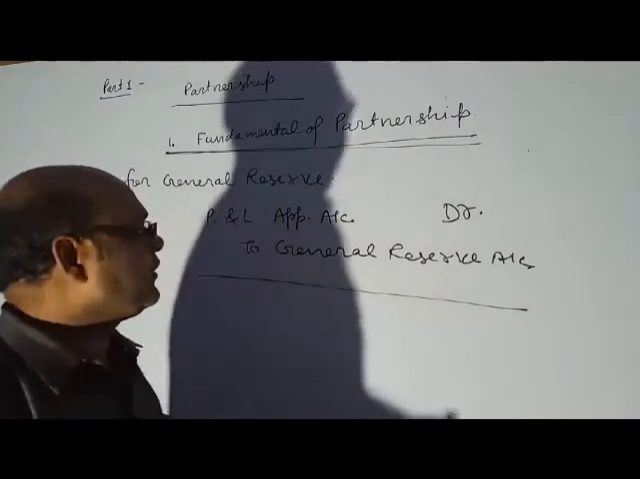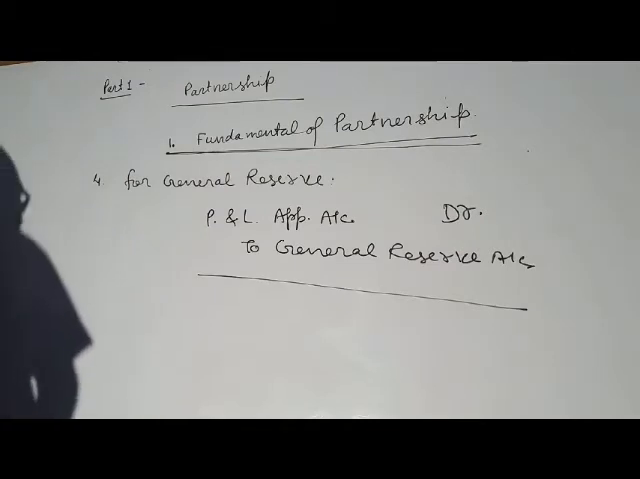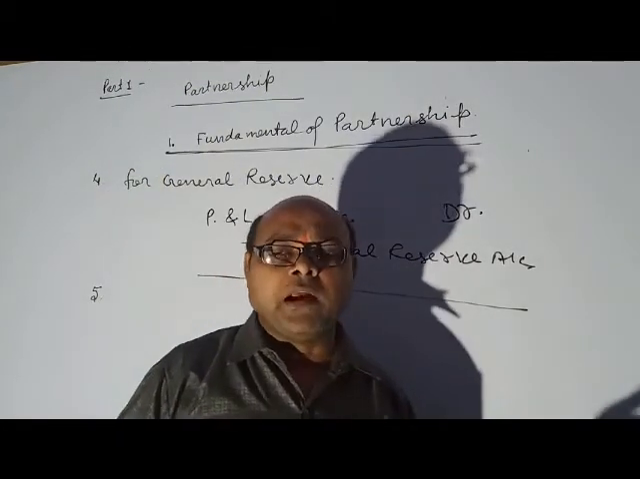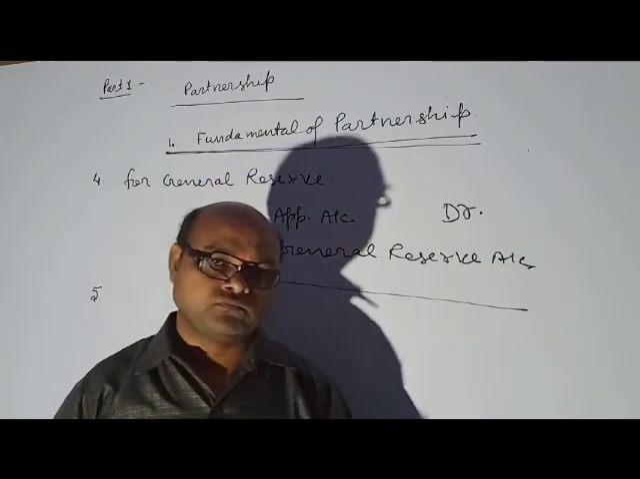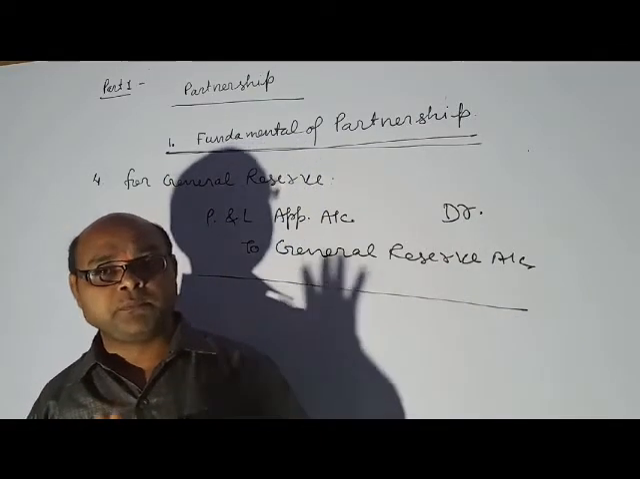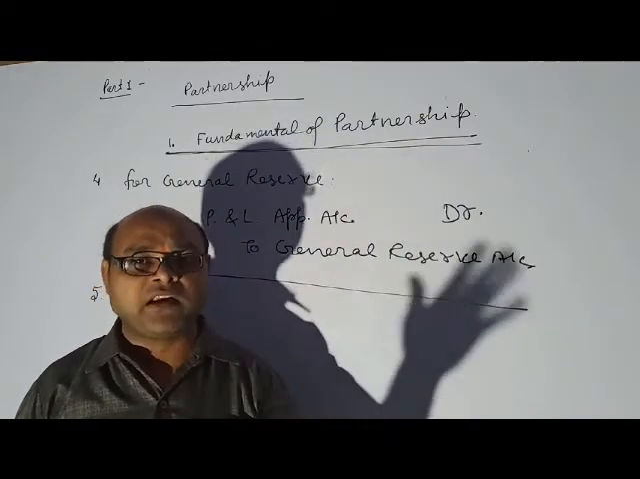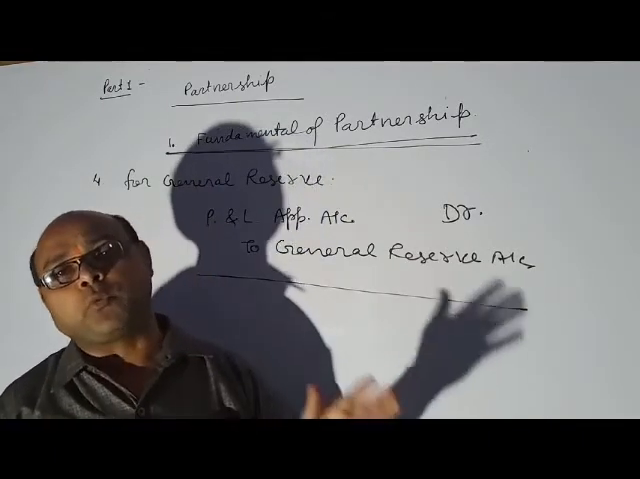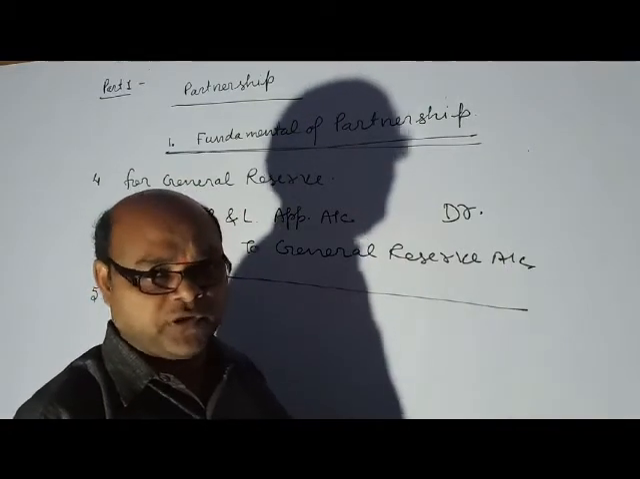Now some other topics we see related to the journal. For example, from the PL account, net profit will be brought into the PL appropriation account. First we draw the trading account, then the PL account, and after that the PL appropriation account. Trading account balance is the gross profit. So gross profit is transferred to the PL account credit side, and then the PL account difference is considered net profit, and net profit will be transferred to the PL appropriation account credit side.